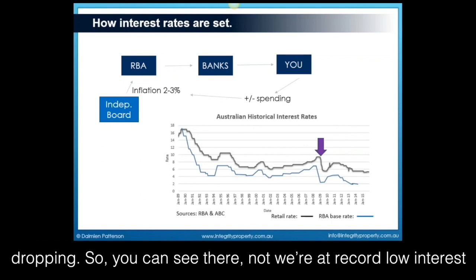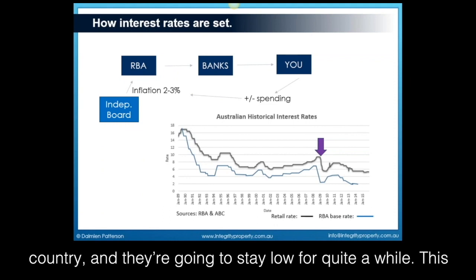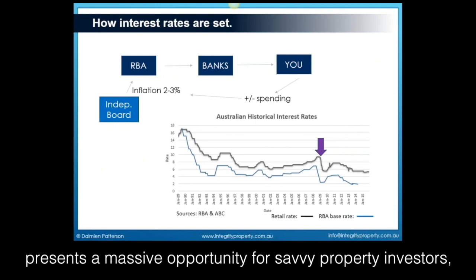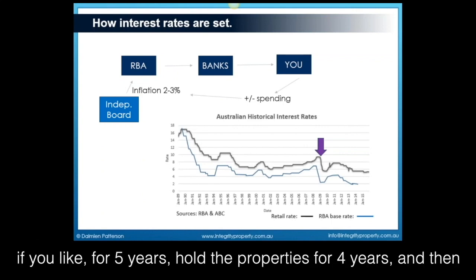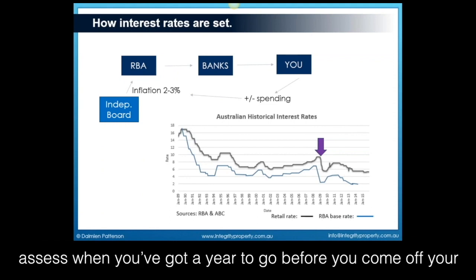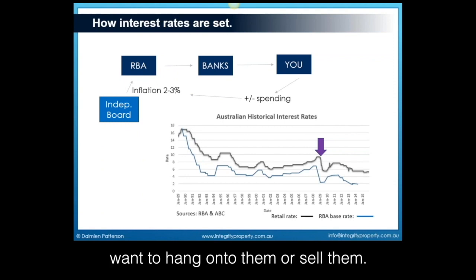So you can see there now we're at record low interest rates. We're at 1.5%. Interest rates have never been lower in this country, and they're going to stay low for quite a while. This presents a massive opportunity for savvy property investors because you can get into property, you can load up, fix your rate if you like for 5 years, hold the properties for 4 years, and then assess when you've got a year to go before you come off your fixed rate. You can assess it then and decide whether you want to hang on to them or sell them.